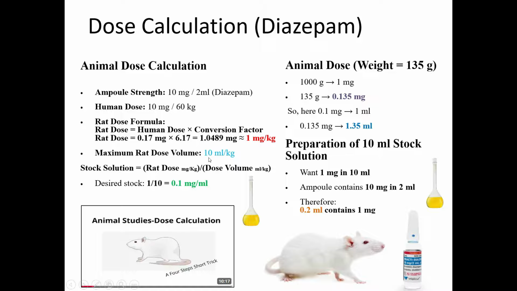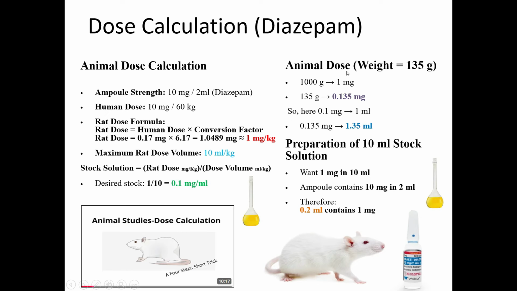So from this we can calculate the stock solution. How? Stock solution means rat dose divided by dose volume. From this formula we can calculate the stock solution. So the desired stock solution will be 1 mg divided by 10, equal to 0.1 mg per ml. That will be the stock solution we have to prepare. So this is the formula by which we can calculate stock solution for animal study.